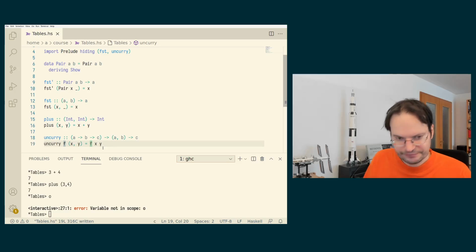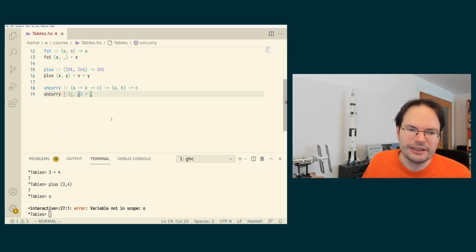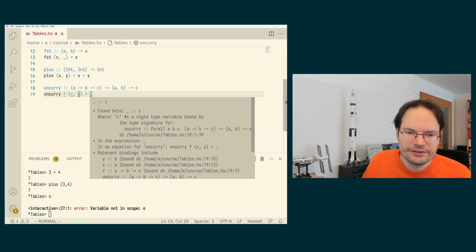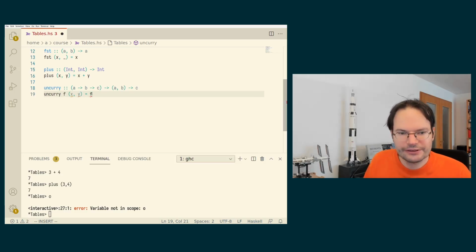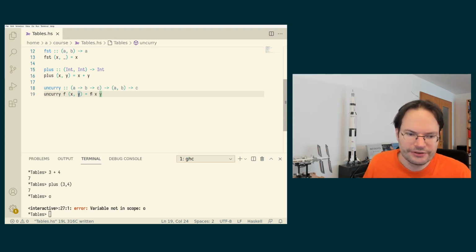I mean, here the hole is perhaps really informative. So we have to produce something of type C, right? And what do we have available? We have f of type A to B to C, and we have x of type A, and we have y of type B. And there is basically no other way of putting them together than applying f to x and then y, right? So that is the obvious choice here.